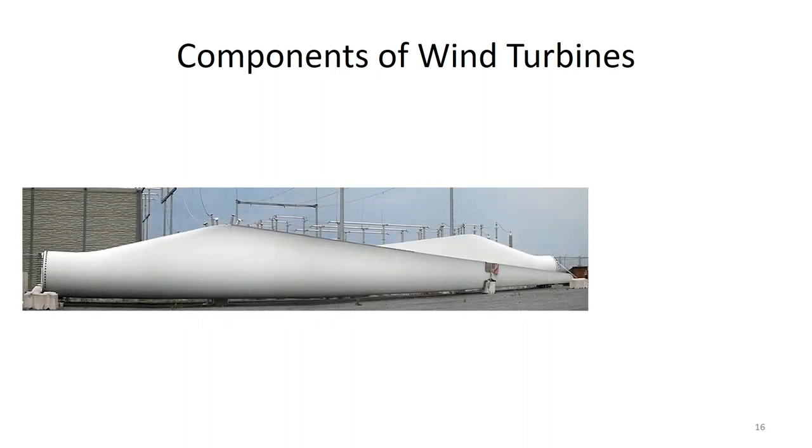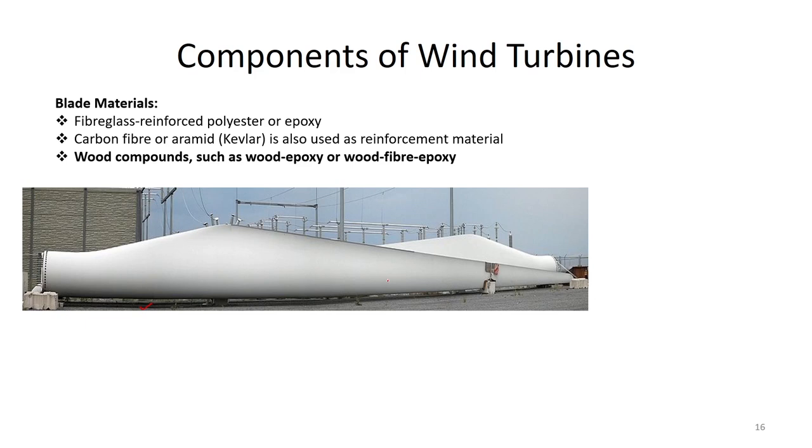As far as components are concerned, the prime component is the blades. We have to follow many nomenclatures. We will be discussing what kind of parameters are to be controlled for good quality turbine blades, and what materials are used for manufacturing these turbine blades. It's fiberglass reinforced polyester or epoxy. Carbon fibers are also used. And nowadays, wood compounds such as wood epoxy or wood fiber epoxy are also seen in making wind turbine blades.